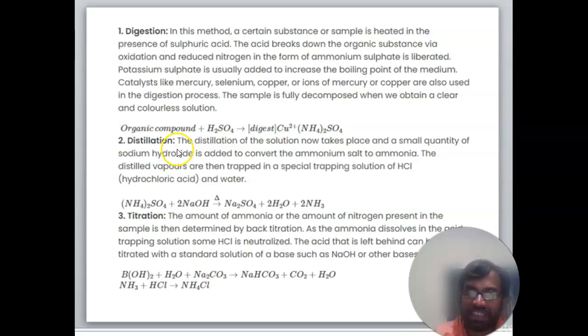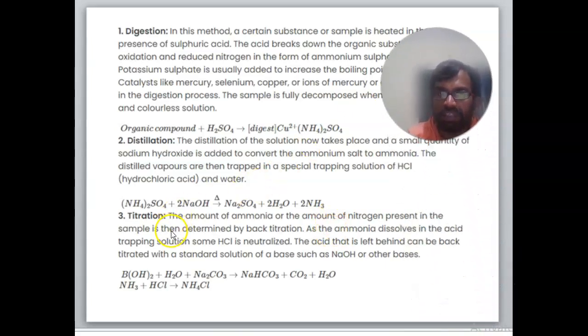Then you can see what is happening in distillation. The distillation of the solution takes place after a small quantity of sodium hydroxide is added to convert the ammonium salt to ammonia. The distillation vapors are trapped in a special trapping solution of HCl, hydrochloric acid, or water. This is that equation.